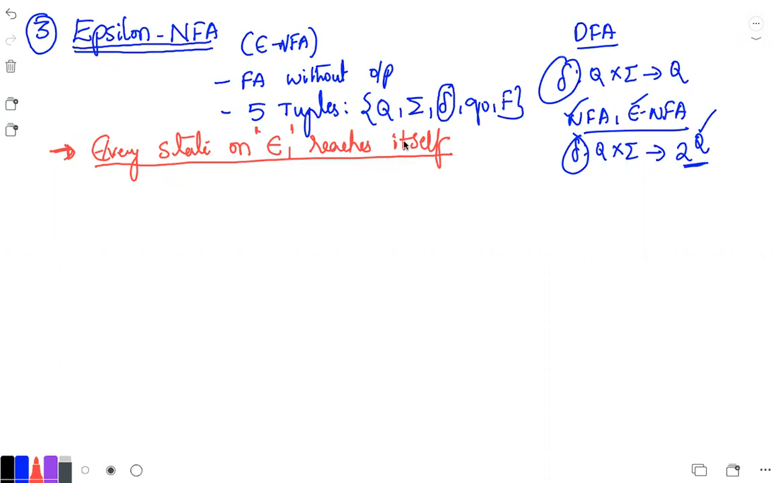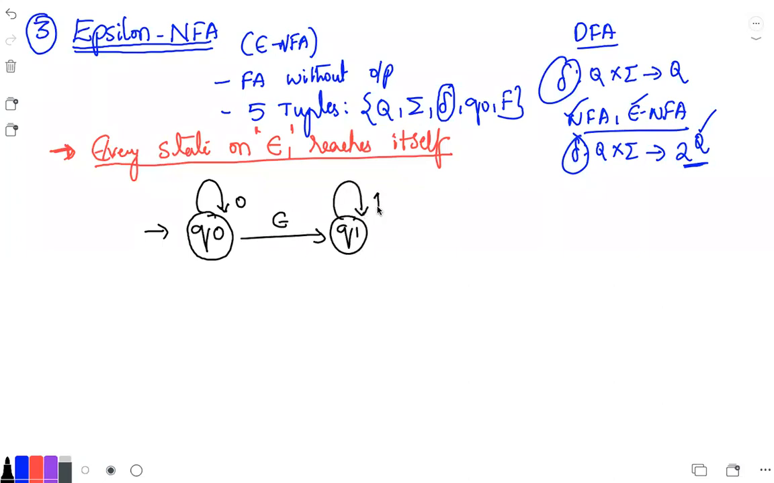Now I will show you one basic epsilon NFA diagram. It's more or less like a similar NFA. So Q naught on 0, Q naught on epsilon is Q1, Q1 on 1 itself, and Q1 on epsilon again it is Q2, which is the final state, and it goes to itself on the input. So this is a basic epsilon NFA.